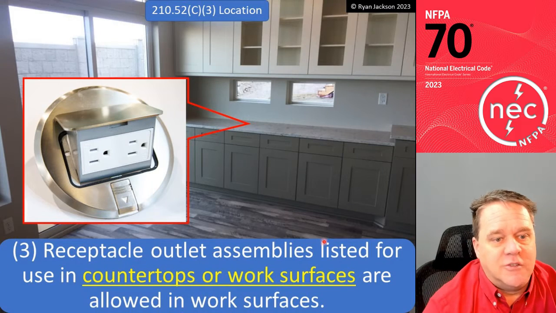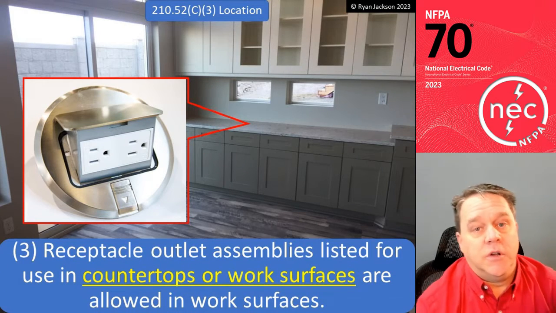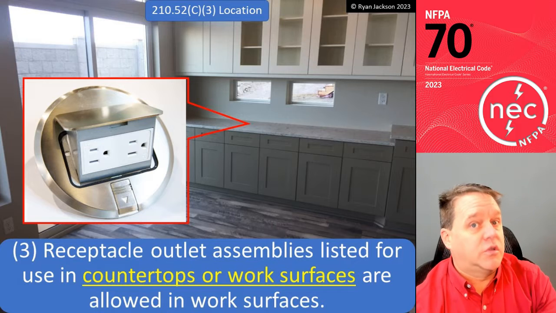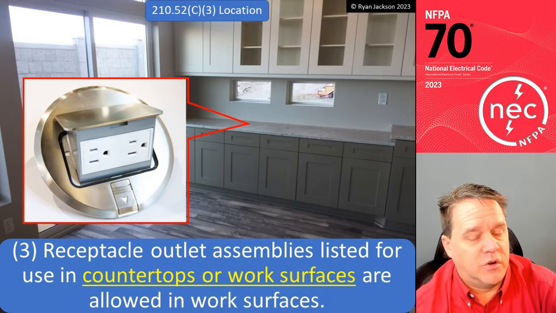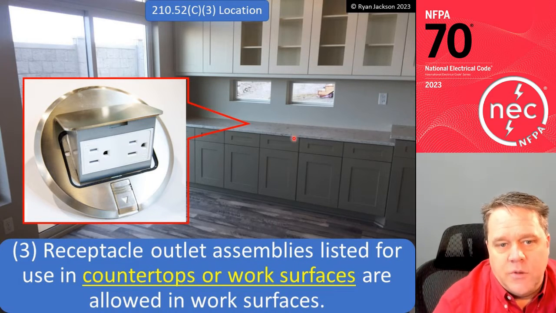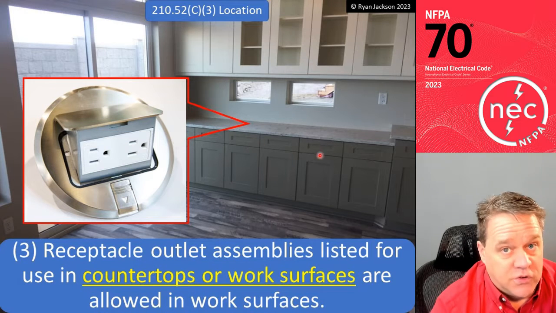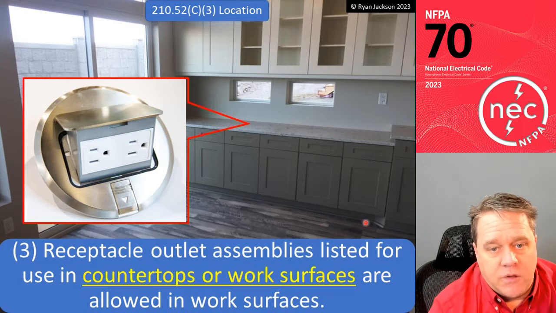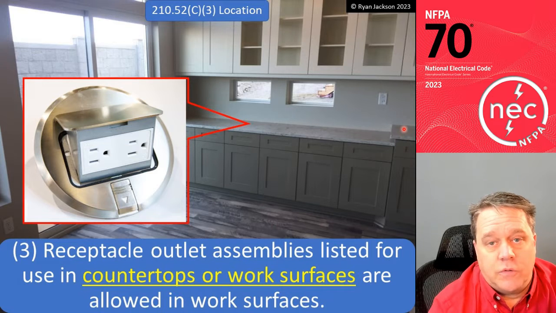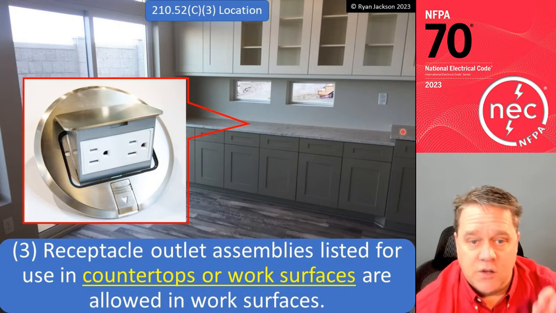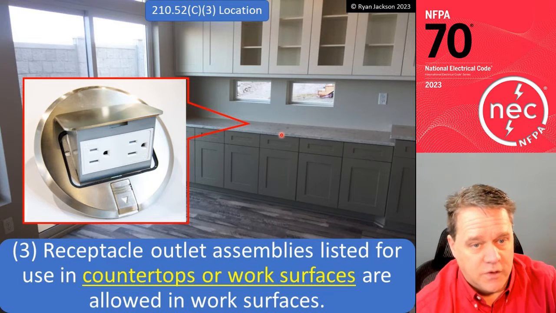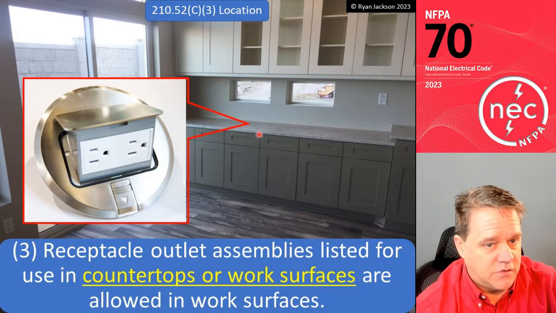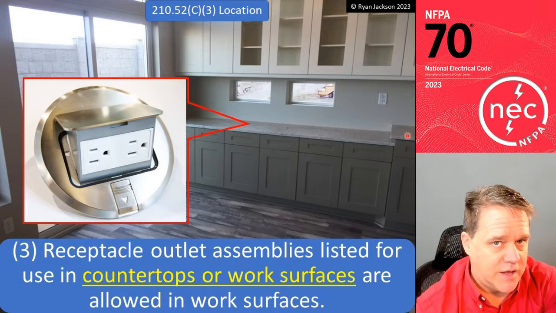Item 3 says receptacle outlets listed for use in countertops or work surfaces are allowed in work surfaces. All right, this, you might remember, is the work surface in my dining room. I'm not going to call it a countertop because, in my opinion, the countertop starts over here where the elevation changed. This is my kitchen on the right. This is my dining room on the left. That's a work surface. Kitchen has a countertop.